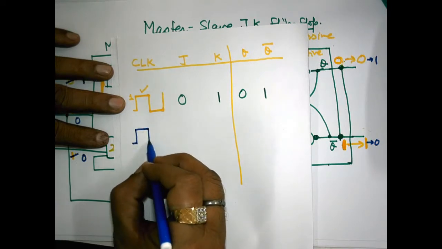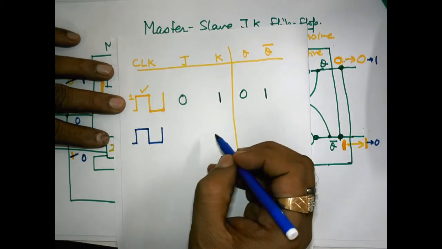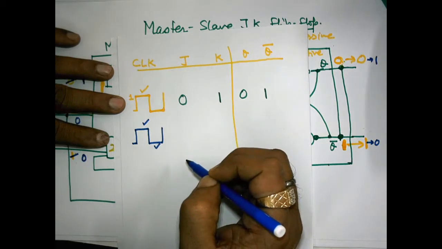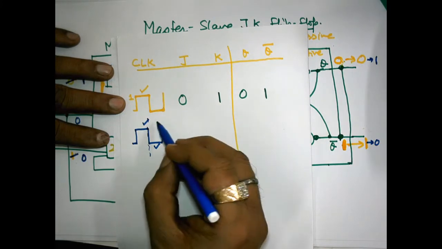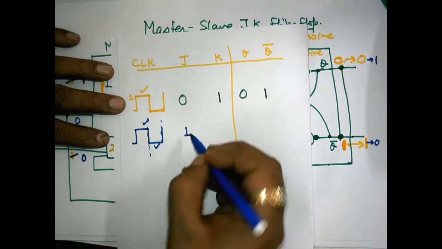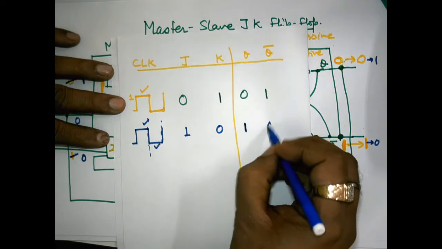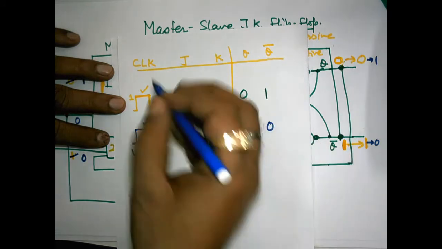I am showing the total period of the clock, on and off, because the total action takes place in this total tenure. Okay. In one part of this time, master is active, and in the other part of the time, slave is active. So if 1 is applied over here, 0 is applied over here, to make the latch output 1 0, it takes the total time of the clock to perform this action. Okay, getting my point?